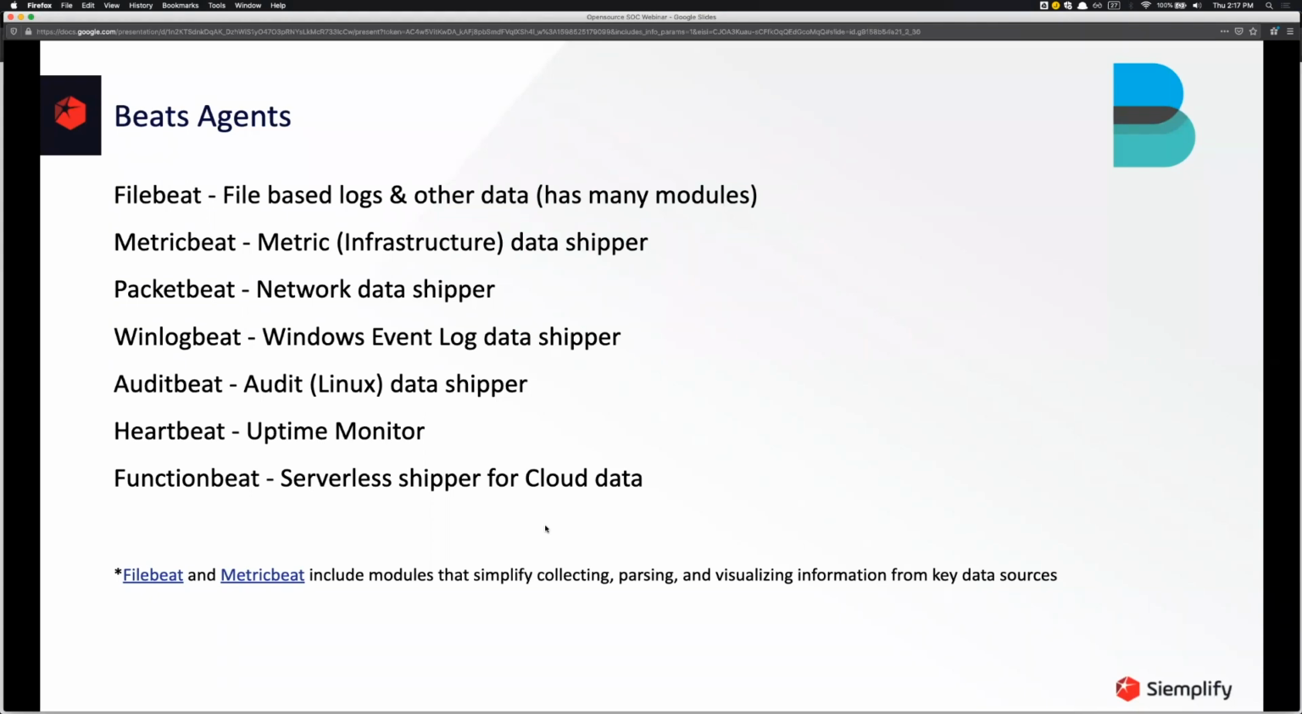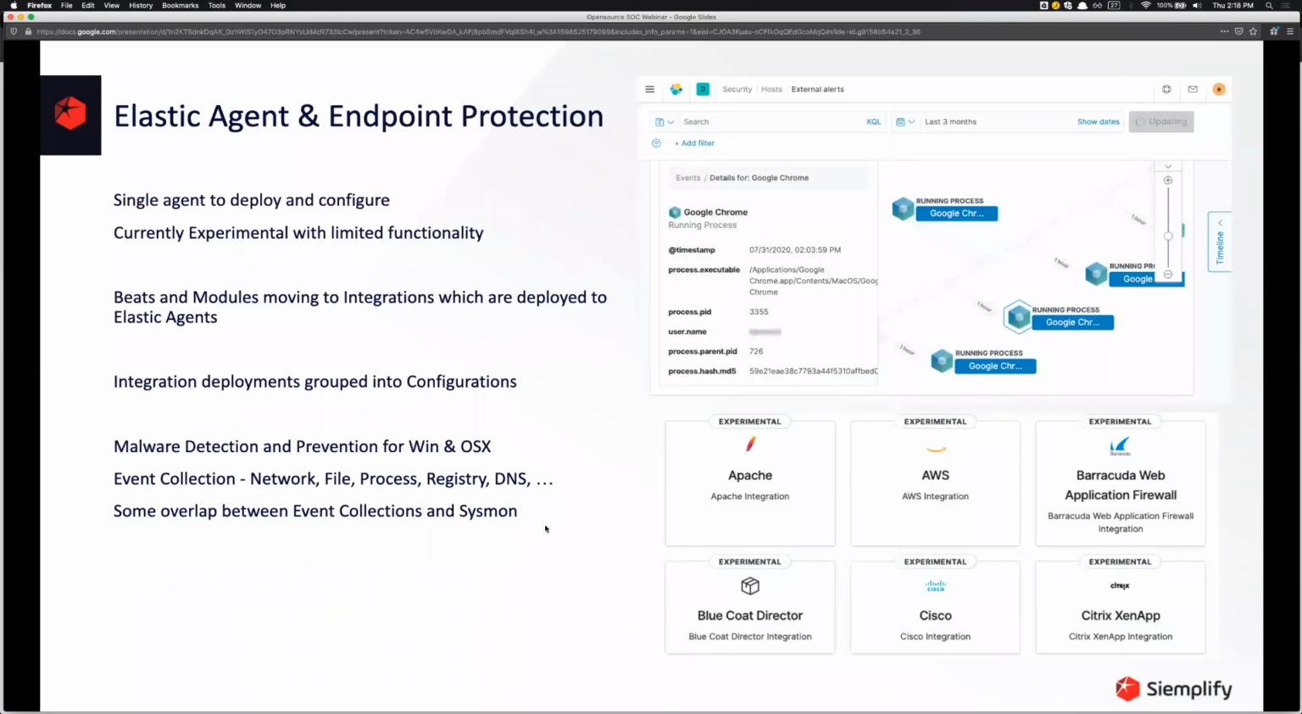All right, and then discussing the way the Elastic Agent takes over from the Beats. The Elastic Agent, as I mentioned before, is a single agent that we're able to deploy and configure, currently experimental with limited functionality. All of the different Beats themselves, as well as the modules that are contained within the Beats, are moving to become integrations which are able to be deployed to Elastic Agents. And then those integrations can be managed in various group configurations that we can choose to deploy to various agents themselves.